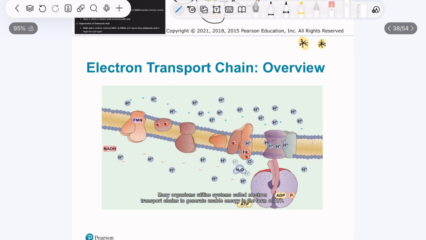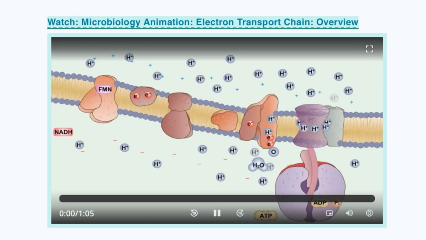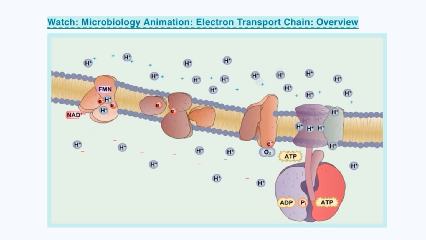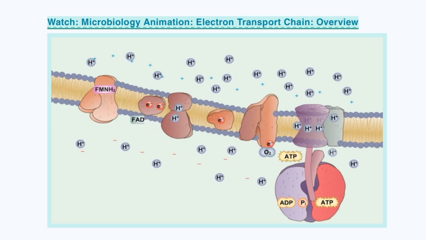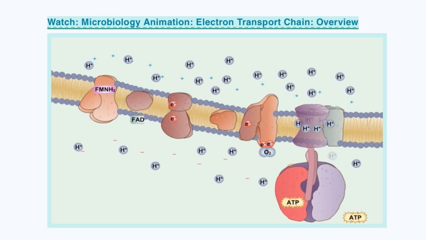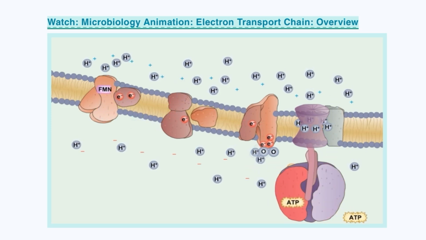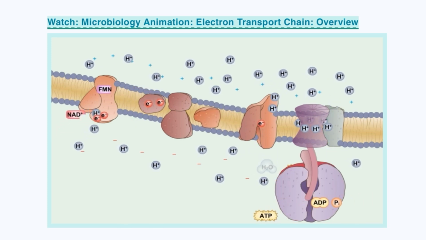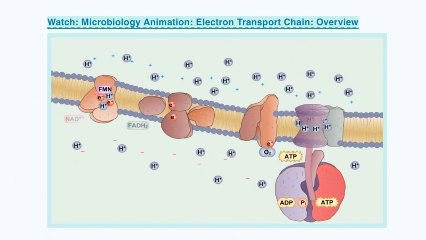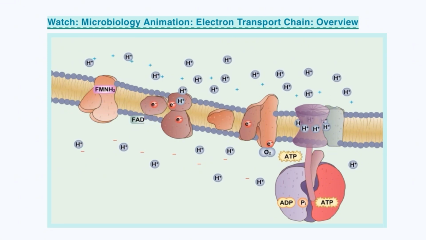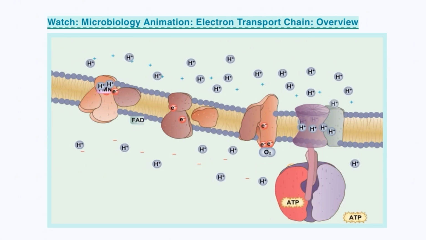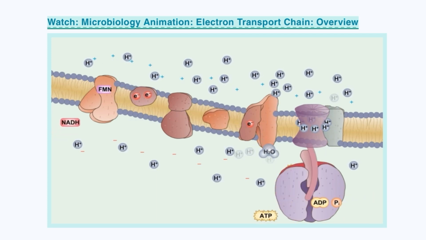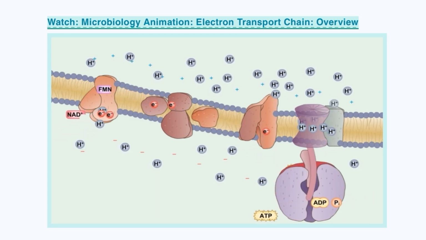And then we move on to the electron transport chain. Many organisms utilize systems called electron transport chains to generate usable energy in the form of ATP. Electron transport chains consist of a series of membrane-bound proteins contained in the plasma membranes of prokaryotes and the inner membranes of mitochondria of eukaryotes. As electrons are passed along the chain, the energy released is used to pump protons across the membrane. This active transport produces a proton gradient, which can be used to generate usable energy through a process called chemiosmosis.